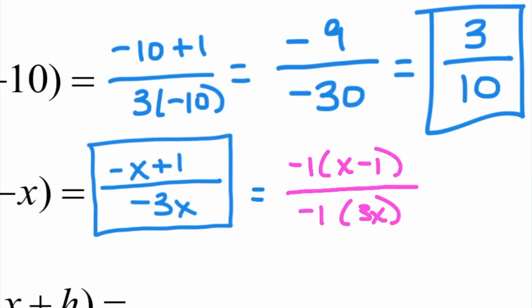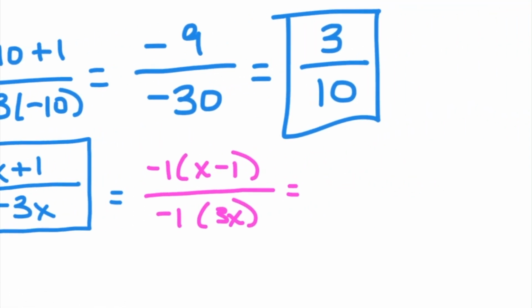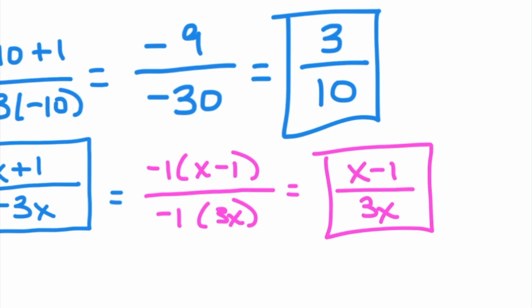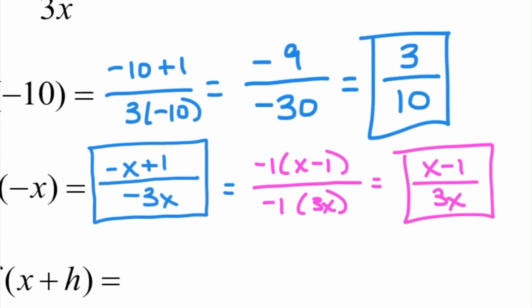And then you could, if you wanted to, give your answer as x minus 1 over 3x. And in that case, I would accept either answer. Okay, doesn't matter, this or that.